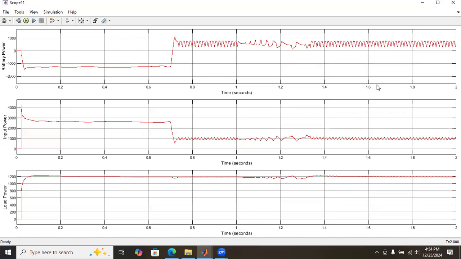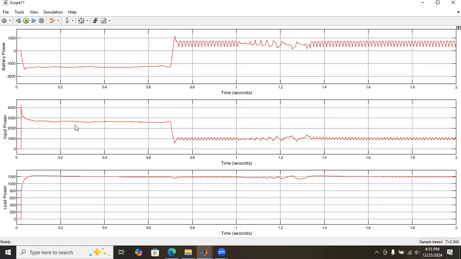First one is battery power. Initially, the battery is consuming power as it is charging, so it is around 1200 watts. And after 0.7 seconds, it is going around 500 watts. It is discharging. That means it is providing the supply to the load. It is around 500 watts.